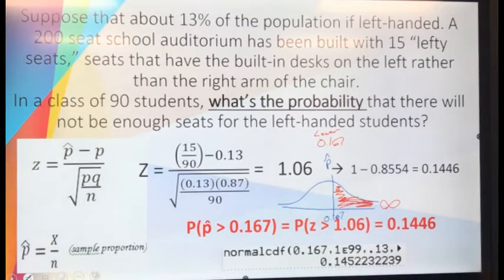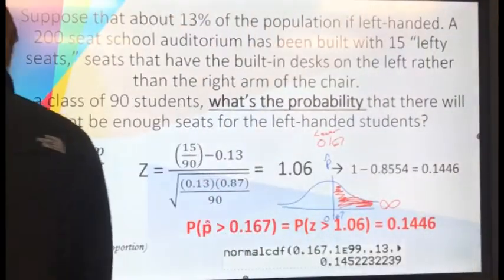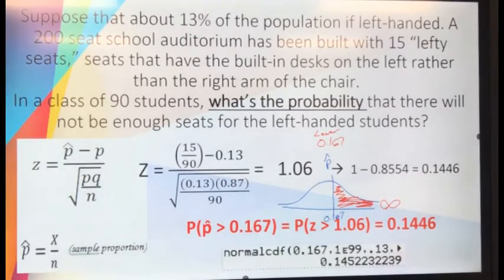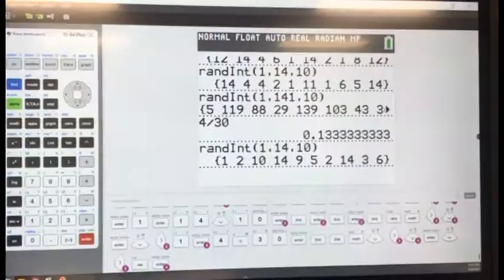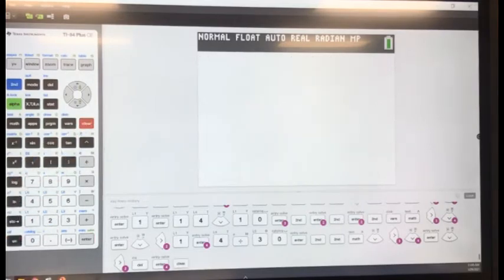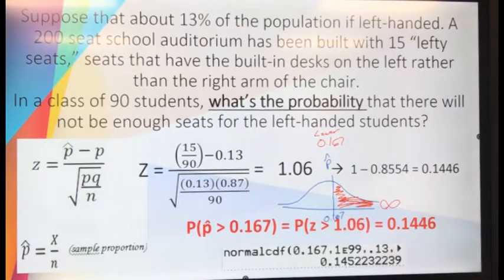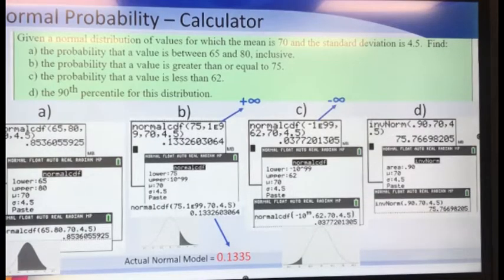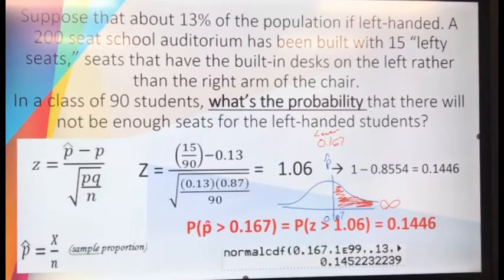If you do it by a calculator, let me bring it up. You are going to use this table right here. A is between values, that's not what we're trying to find. B is greater than or equal to. As you notice, that's what we want to find: not enough seats, seats that are greater than or equal to our p hat value.